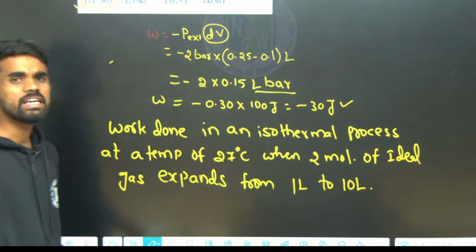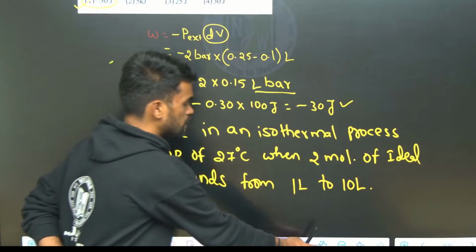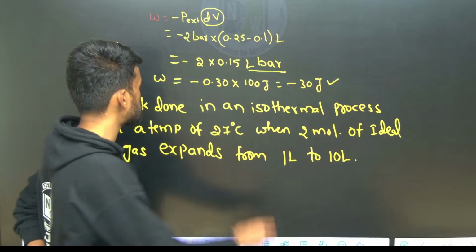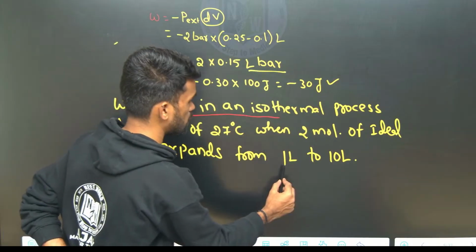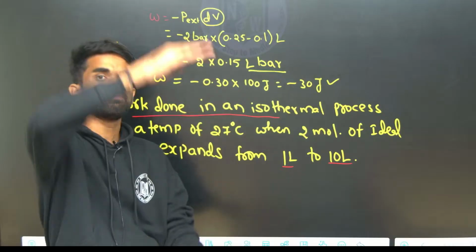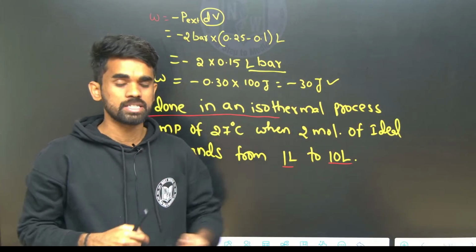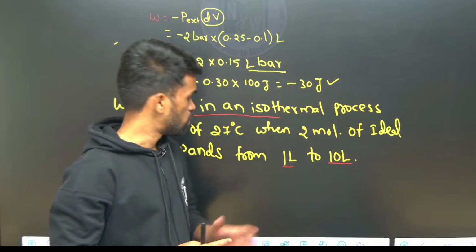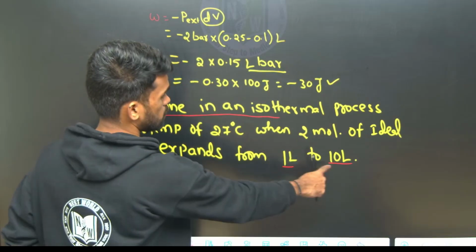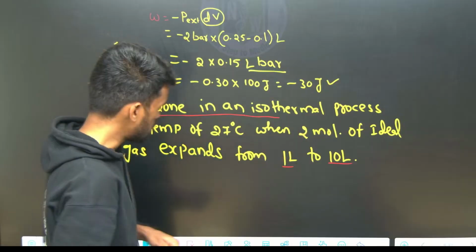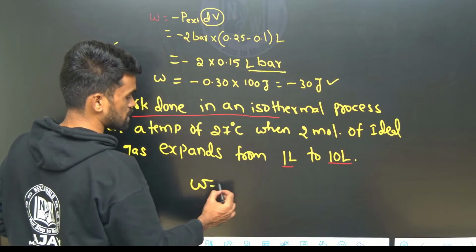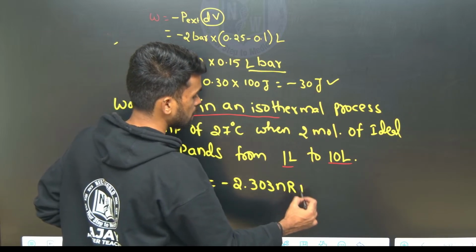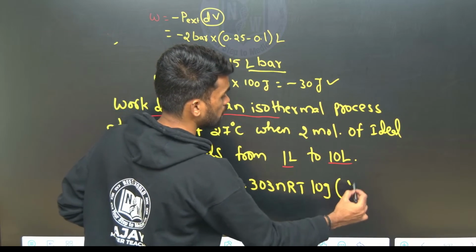Very easy. What is the equation you have to use here? Tell me whether it is work done by the system or work done on the system. Volume is expanded from 1 liter to 10 liter, it means volume increased, so I can say expansion. Expansion work is work done by the system. From the given volumes and number of moles, just use work done equals minus 2.303 nRT log V2 by V1.